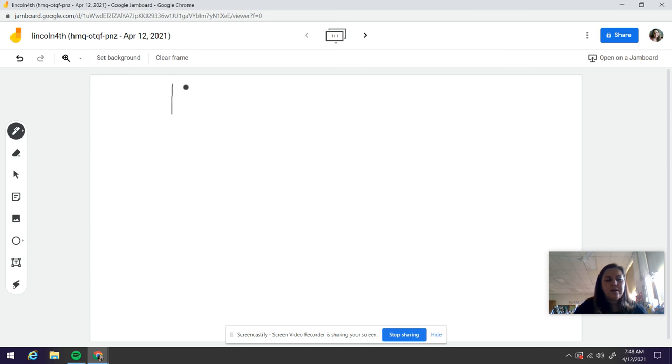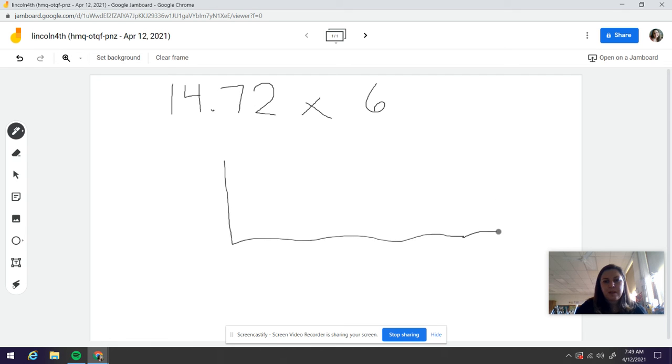Let's try 14.72 times, and let's do 6.1 this time. Actually, let's just do 6. Erase that so we don't get confused. All right, again, I'm going to use area model. This one's going to have to be a little longer because it's almost like a 4-digit by a 1-digit. So I'm going to put my 6. And then I'm going to break this number out.